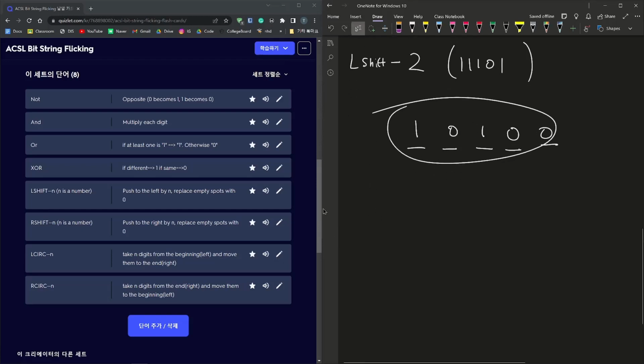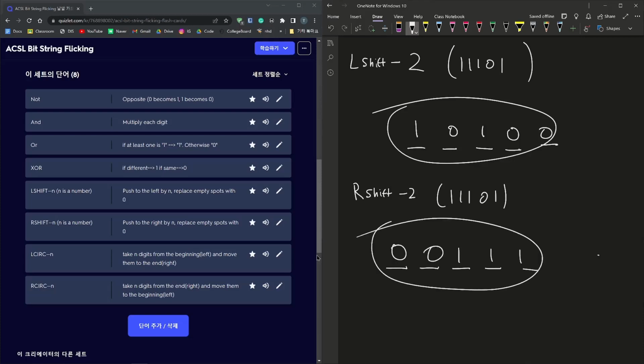R shift is essentially the same thing, but you do it to the right. So R shift 2, let's do the same thing, 1 1 1 0 1. Let's create 5 spaces, 1 1 1 0 1, and we're going to push this number to the right by 2, 1 and 2. Notice how these two are out of their seats. Delete them, 0 0, and that is the answer to R shift 2, 1 1 1 0 1.